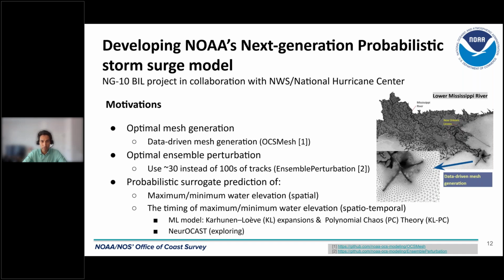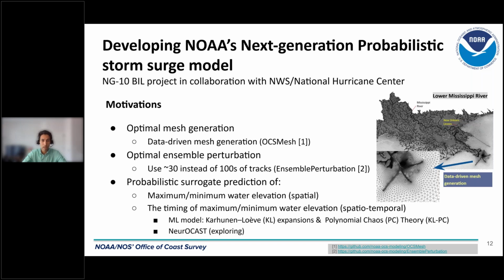The first aspect was mesh generation, which resulted in the development of OCS mesh for optimal data-driven mesh generation, that combines a high resolution mesh of up to 5 meters in the vicinity of a storm landfall with a coarse mesh elsewhere, such as the deep ocean, that goes up to 21 kilometers. Our team also developed an optimal framework to generate as few as 30 ensembles instead of hundreds of perturbations of the storm track. In that way, we would be able to capture a wide range of possibilities and reduce computational cost.